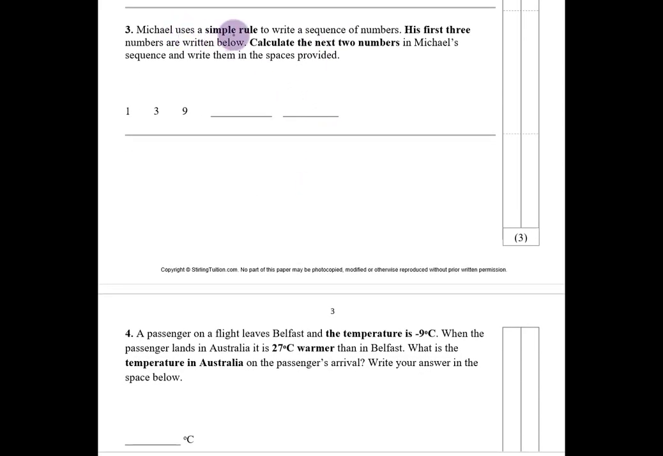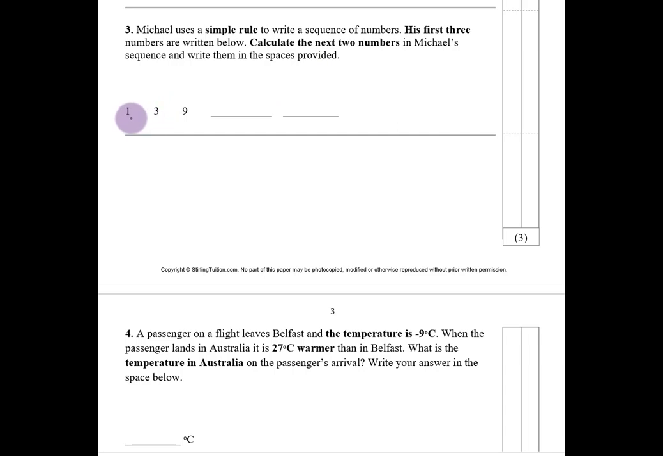Number 3, Michael uses a simple rule to write a sequence of numbers. His first 3 numbers are written below. Calculate the next 2 numbers in Michael's sequence and then write them in the space provided. So you could look at this one of 2 ways. So there are actually 2 answers.